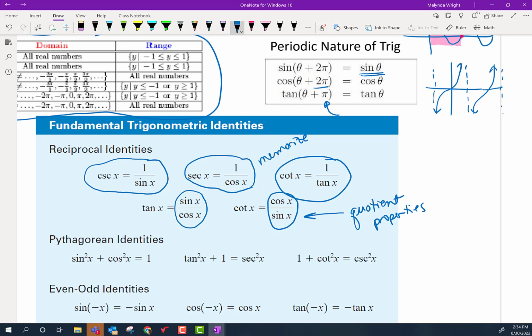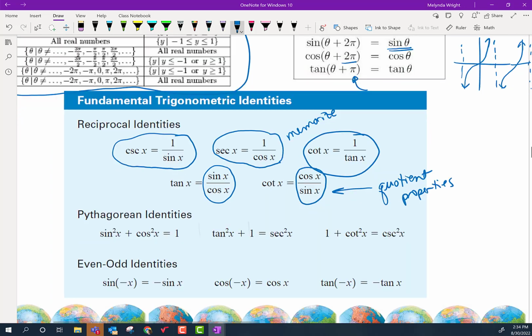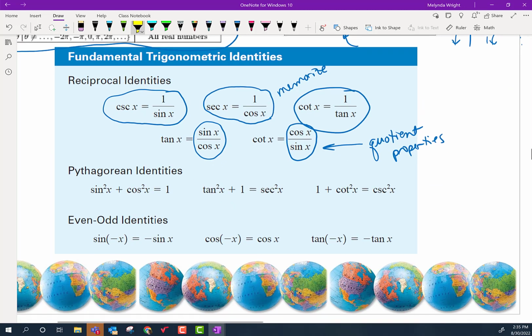All right. So let's talk about the Pythagorean identities. The first one is the only one I have memorized. I know that sine squared plus cosine squared is 1. I know this. I have it memorized. The other two I generate.